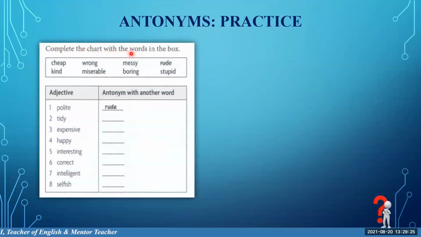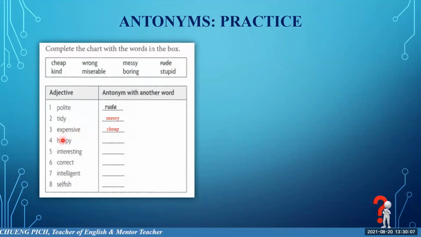So complete the charts with the words in the box. We have 8 words here: cheap, kind, wrong, miserable, messy, rude, boring, and stupid. Okay, so we also have 8 adjectives here and the antonym with another word. For example, polite, the antonym is rude. So tidy, what is it? Can you guess? So let me show you the answer. Messy. What about expensive? It is cheap.